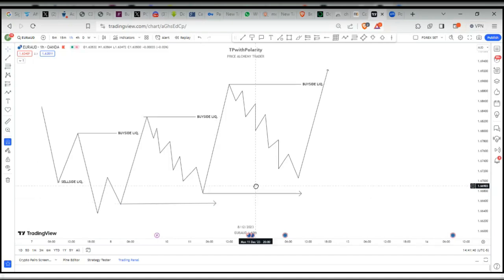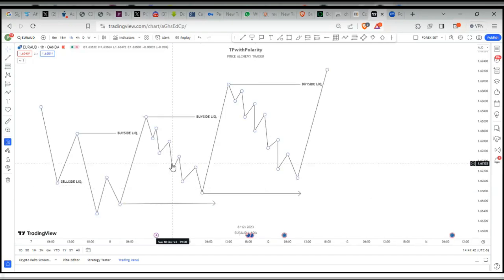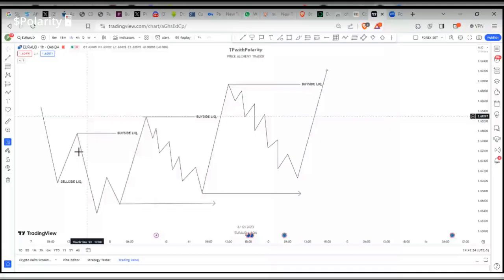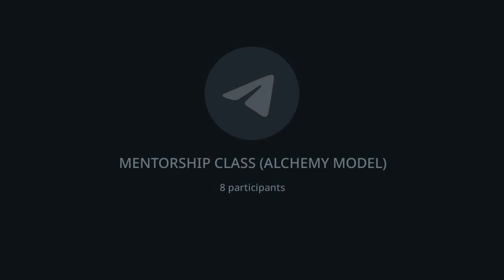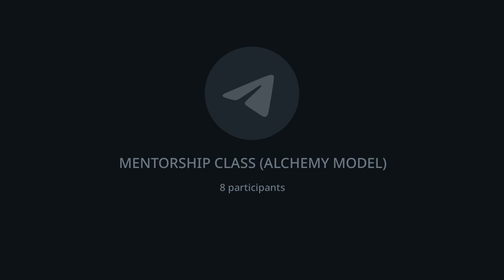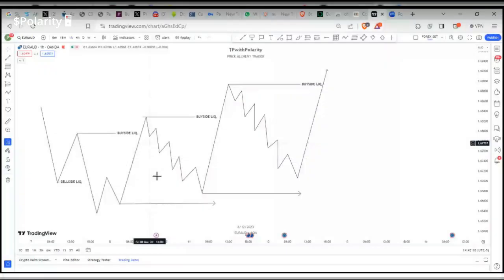Now this is it, guys. You have two types of liquidity: the buy side liquidity and the sell side liquidity. If an old high gets taken out, it means liquidity gets taken out, so that's buy side liquidity. Now, if an old low gets taken out, that is the sell side liquidity.